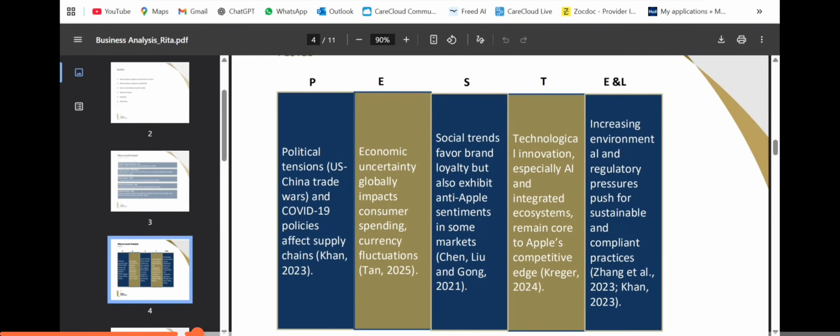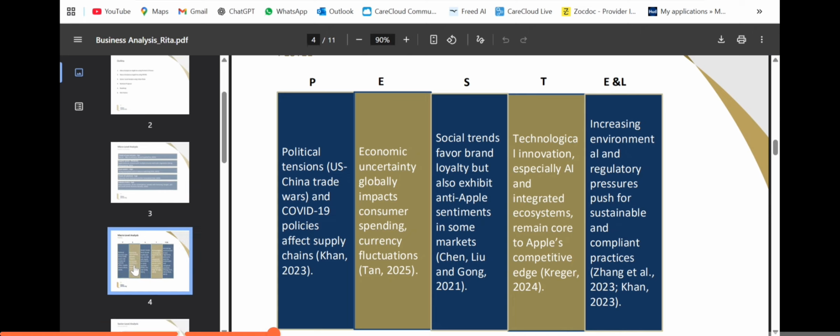The political tensions between the US and China are affecting Apple. Economic uncertainty, when we look at currency fluctuation, also affects customer spending and customers' buying behavior when it comes to Apple. Social trends, technology innovations, and regulatory pressure around the technology ecosystem right now also impact Apple.